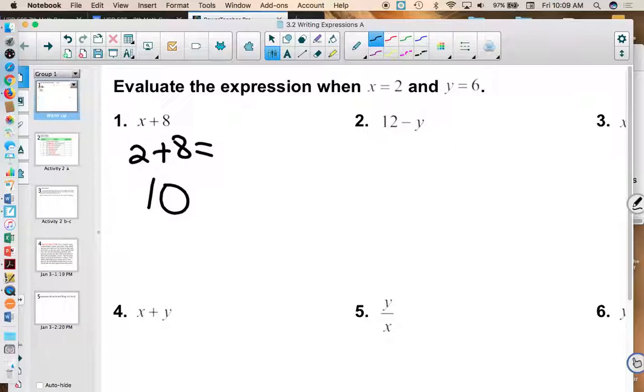What about number 2? 12 minus y equals what, Esri? 6. She says 6. Do you all agree? Yes. Because this was 12 minus 6. Good. How about number 4? X plus y. Everybody do number 4.